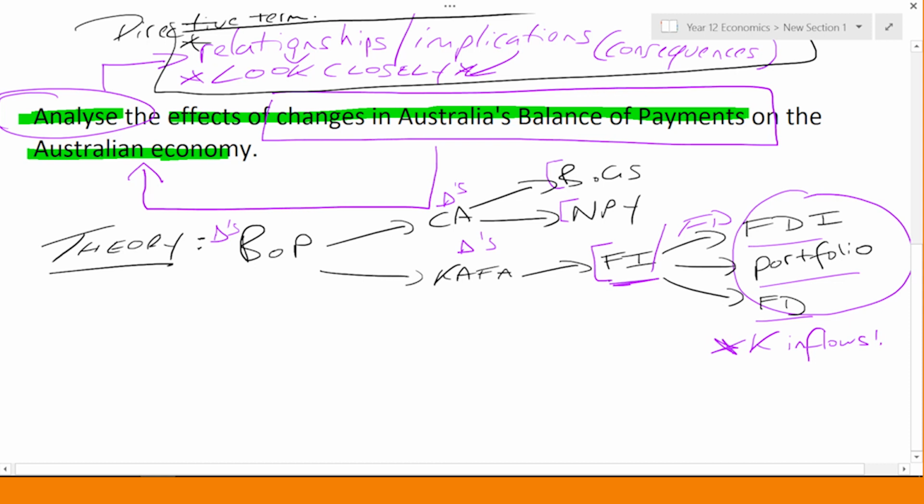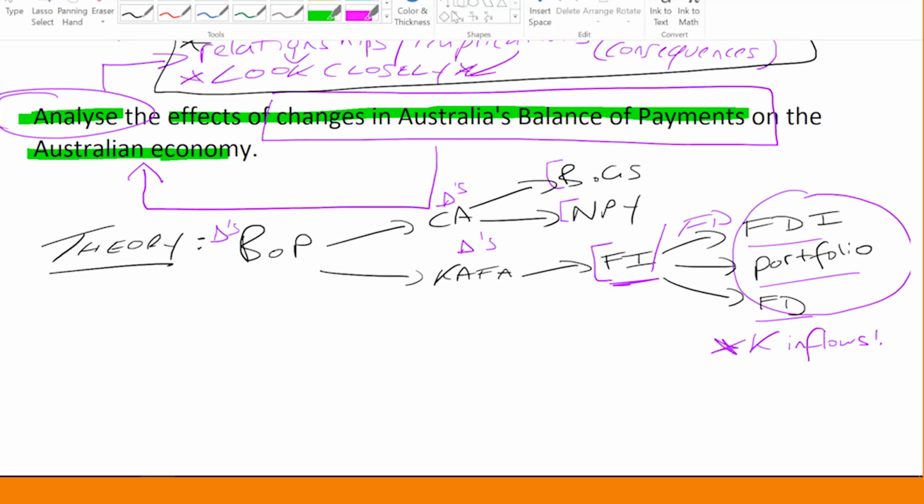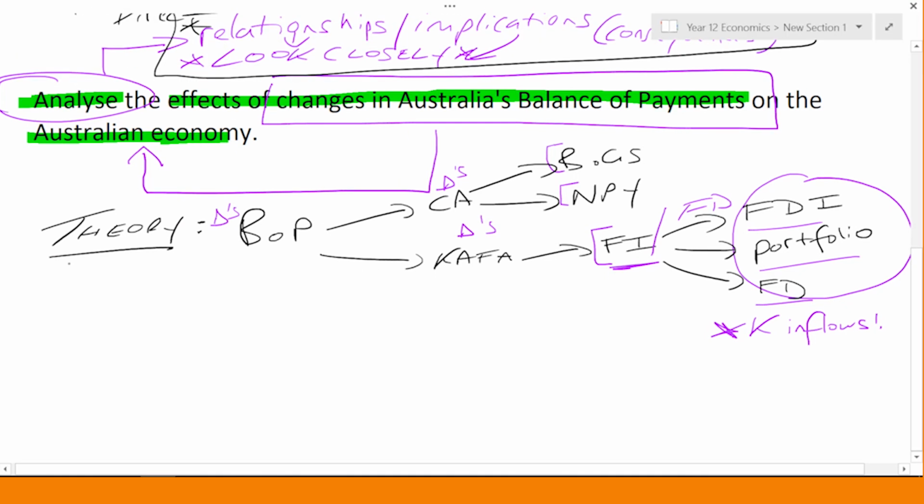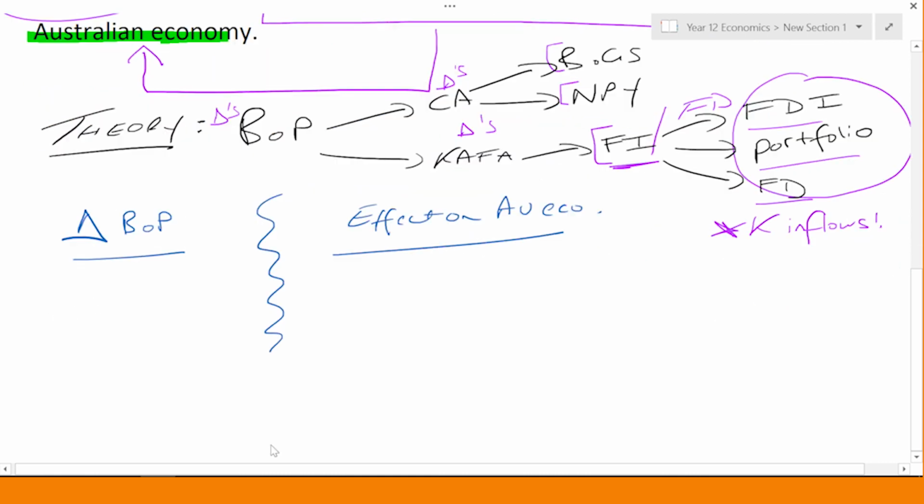So that is the theory that I'll be drawing on in terms of answering this question. So if we think about our approach to answer this question, what we might start thinking about is: what would be the change in the balance of payments, and then what would be the effect on the Australian economy? Keeping in mind that we want to analyze this effect. We want to think about the relationships, the consequences, those sorts of things.